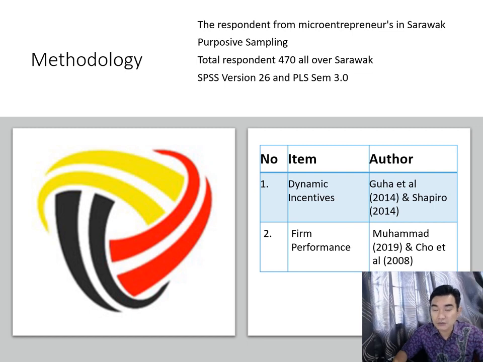For the methodology, the respondents come from Sarawak using purposive sampling. Total respondents were 470, and we analysed using SPSS version 26 and PLS-SEM 3.0. The dynamic incentive measure is from Guha and Sapiro 2017, and the firm performance measure comes from Mohammad 2019 and Cho 2008.